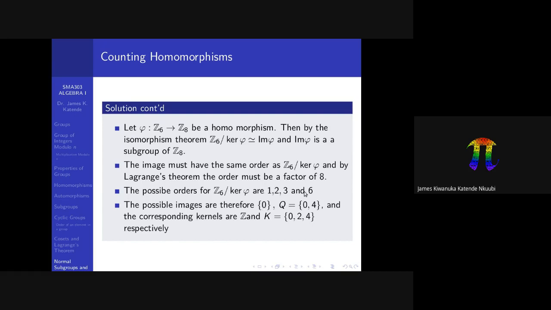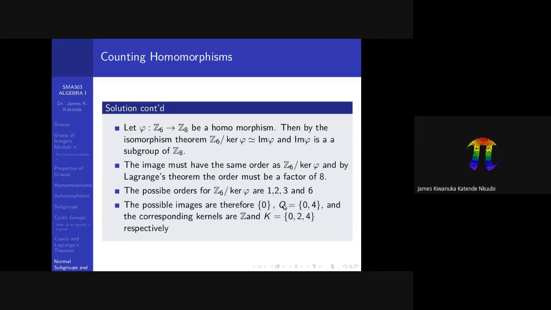So the only possible images will be 0, if the kernel is the whole of Z6, right? Then the possible image will be 0. So that is the trivial homomorphism, where the kernel is the whole of Z6. Then the image will be this trivial subgroup.